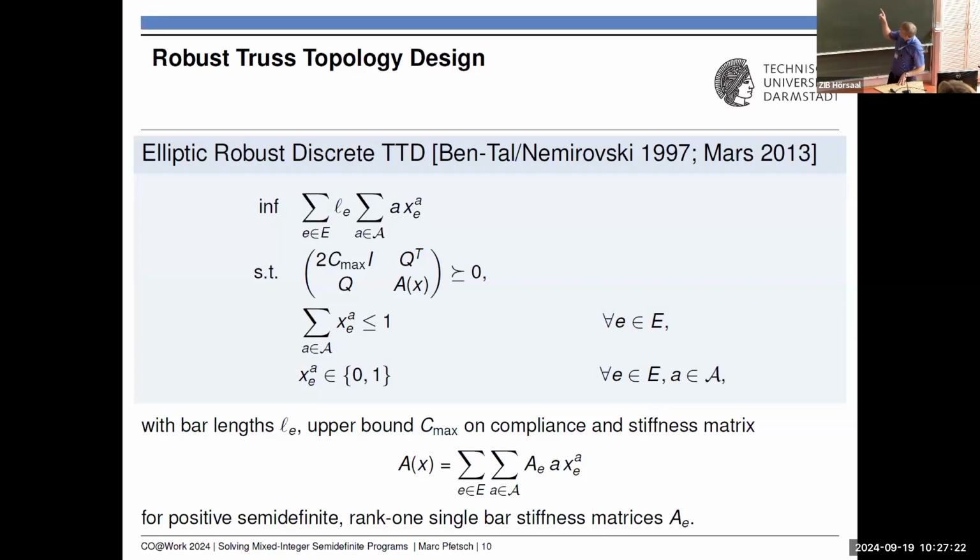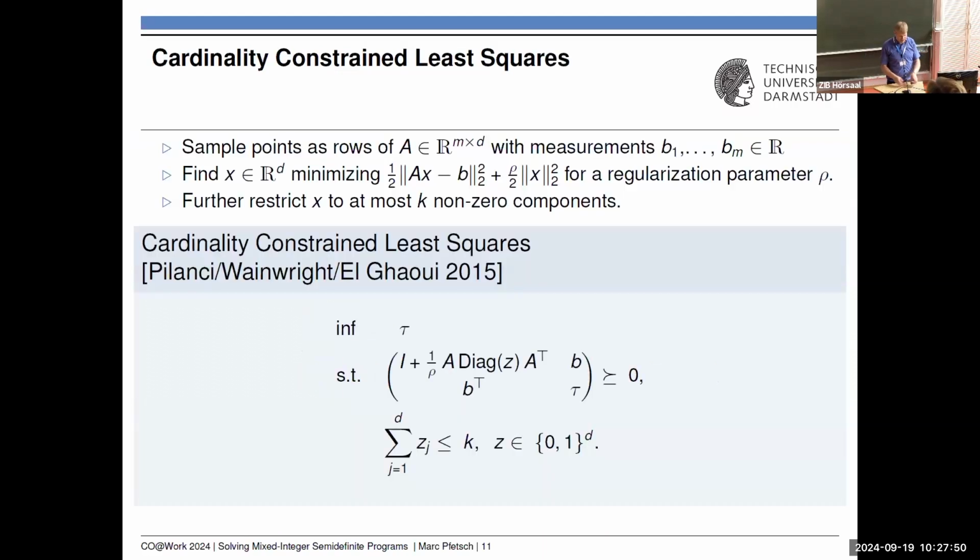And then the objective is we sum up over all bars the length of each bar times the cross-sectional area that we choose, and this is just the volume. So we minimize the total volume. Okay, so this is one mixed integer semi-definite program. You can rewrite it very easily in the form that you've seen in the definition. That is one application. Now let's quickly look at two others.